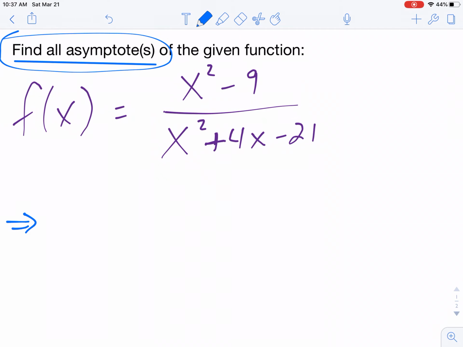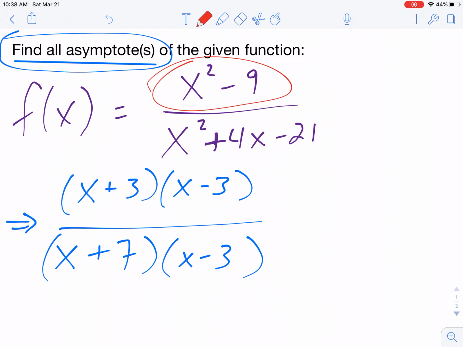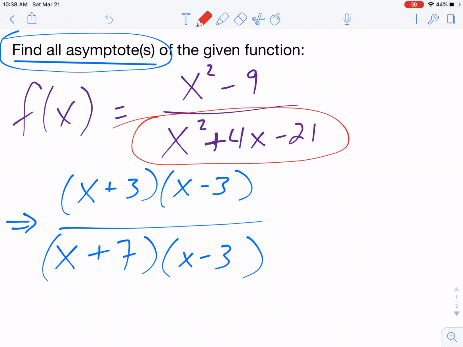But we're going to start with vertical asymptotes just because that's my preference. So with vertical asymptotes, remember the first step is to try to reduce the function. So on this one, I've given you two polynomials that can be factored. The numerator was x squared minus 9. That can factor into x plus 3 times x minus 3. The denominator was x squared plus 4x minus 21. That's going to factor into x plus 7 times x minus 3.